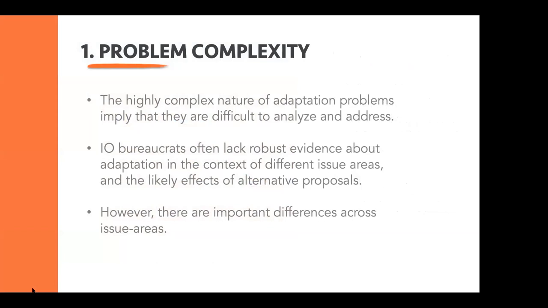So first, perceived problem complexity is an important constraint that undermines the ability to respond to adaptation problems. Climate impacts on conflict or displacement are perceived as highly complex. When problems are complex, there is often a high degree of scientific uncertainty, and officials within international organizations might find it difficult to analyze and address a policy issue. And this was clearly the case in UNHCR and UN Environment, where perceived problem complexity made it difficult to evaluate the likely effect of different responses, which made the IO staff unwilling to engage with the topic.